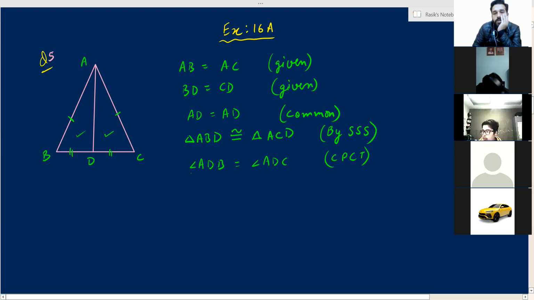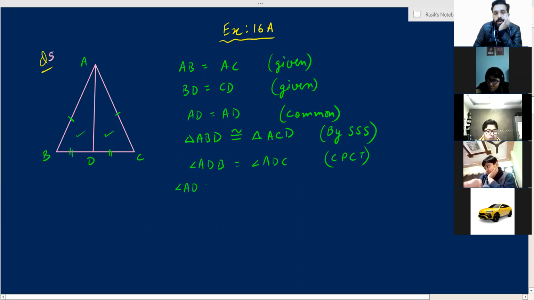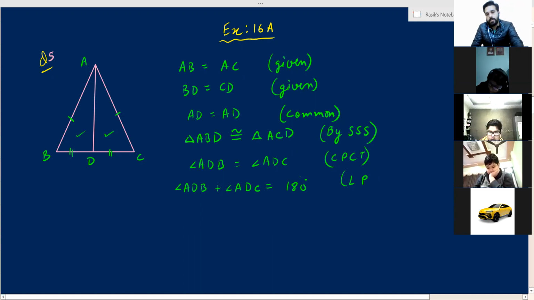Now, how to use this to prove that the two angles are right angles? We have still not proved that they are right angles. One more very important thing to note from the figure: angle ADB and angle ADC are a linear pair of angles. Their sum is equal to 180 degrees because they are a linear pair of angles.